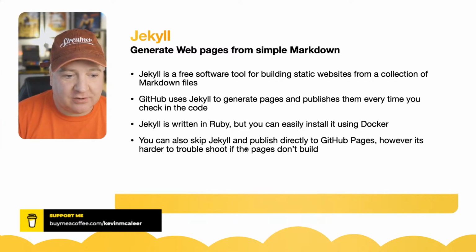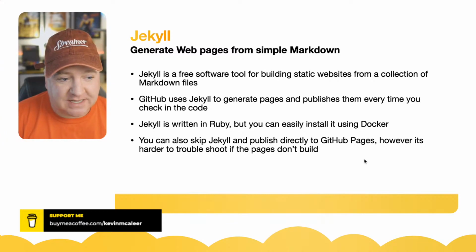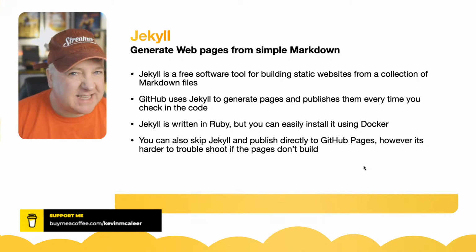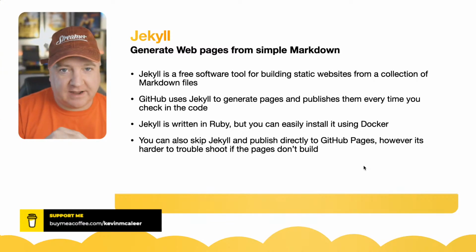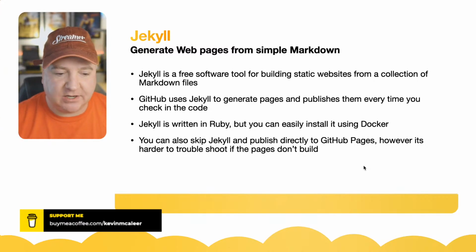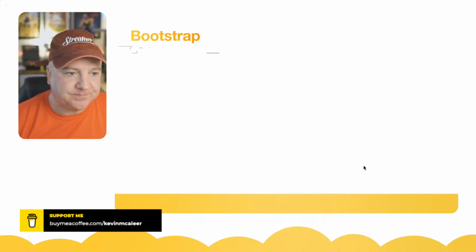So you can also skip the Jekyll and publish directly to GitHub Pages. However, it's a bit harder to troubleshoot if things don't work the way you expect. And it can take about 30 seconds from committing the file for it to actually generate the page, because it kind of gets in a queue. I mean, it's free after all.